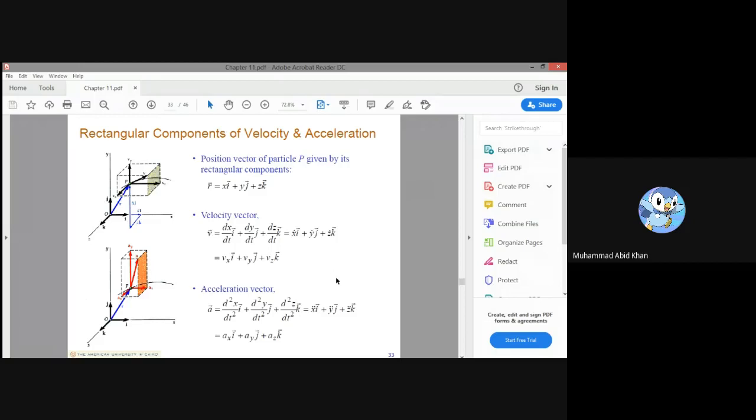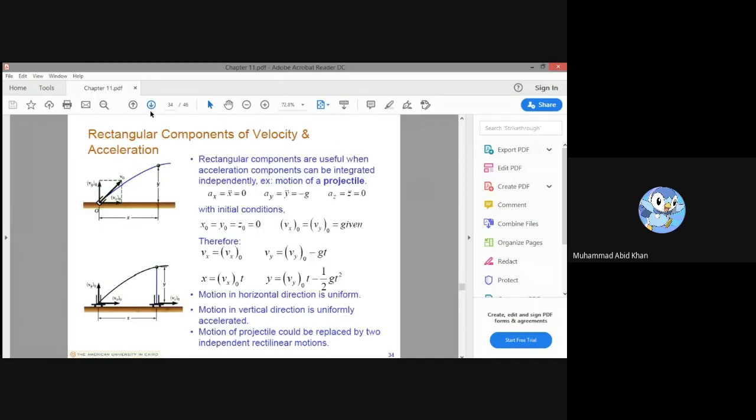I am considering you know this one, because this belongs to physics 101. I won't go deeply. Okay, I am just considering you know this. Rectangular components of velocity and acceleration. Okay, there is one point.